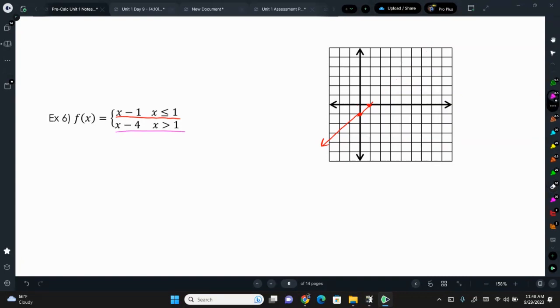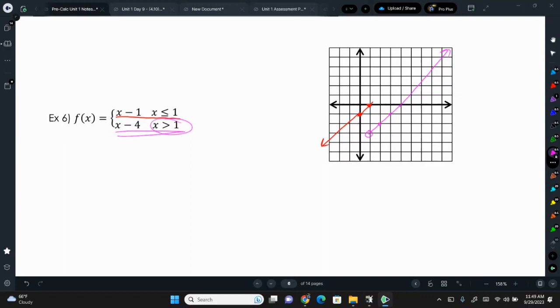Then this function, x minus 4, so down to negative 4, 1, 2, 3, 4, and our slope is still 1. So our line looks like this, but we want x to be bigger than 1, so we're going to go and erase everything that doesn't fit, or that's smaller, and make sure we have that open circle there because it is greater than 1.